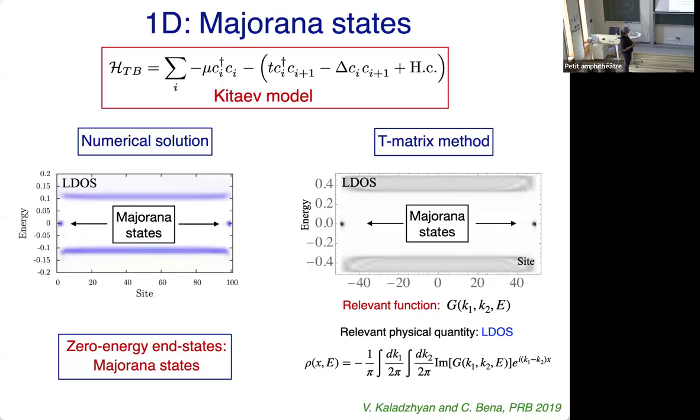The simplest model that can have these bound states at zero energy on the end of the wire is what we call the Kitaev model. And it's a very simple model. We have a chemical potential, you have some hopping, and you have some pairing. This pairing is coupling two sides, the two nearest neighbor sides.